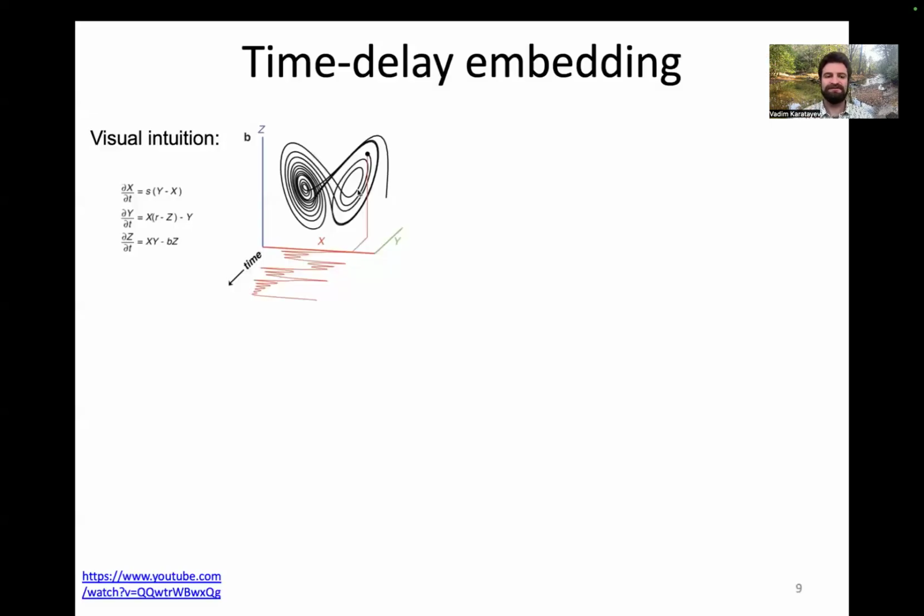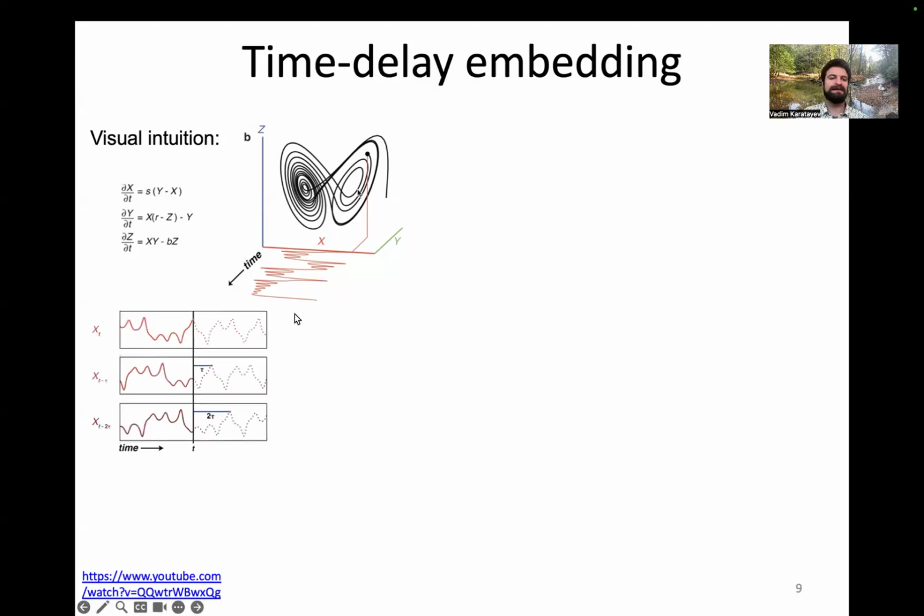Here's a little bit of a visual intuition for what time delay embedding is. Okay, we have this butterfly attractor in the Lorenz system. It's in 3 dimensions. There's 3 variables here. If we only have data, a time series of x, so that's what it looks like, we can plot x, and then we can also plot x shifted to the right a little bit. Okay, so this second row is exactly the first row shifted to the right a little bit, so that's x at t minus tau, and x at t minus 2 tau.